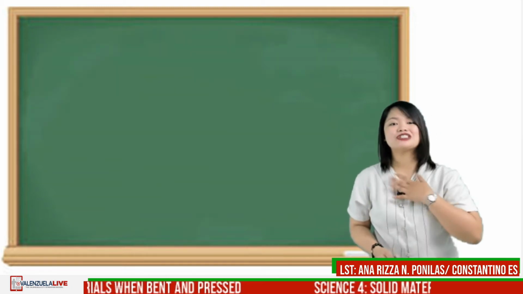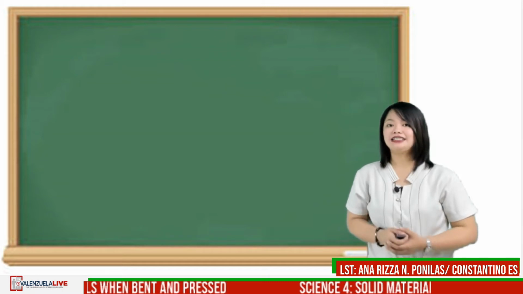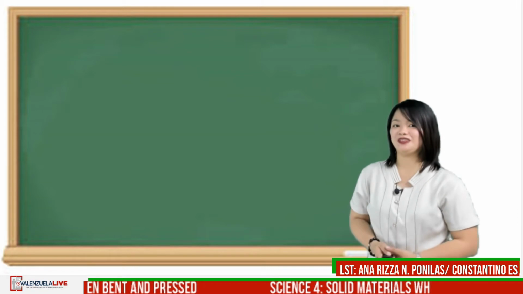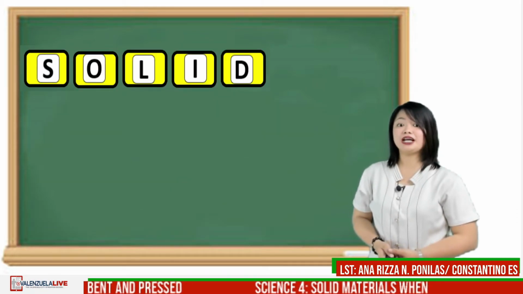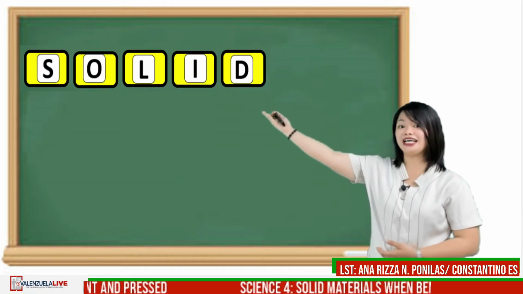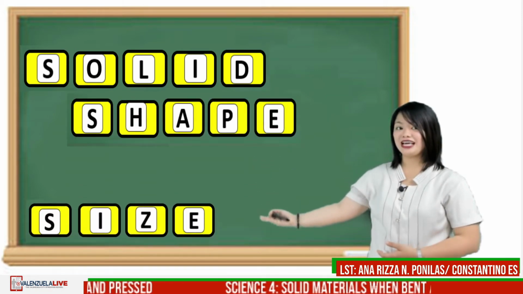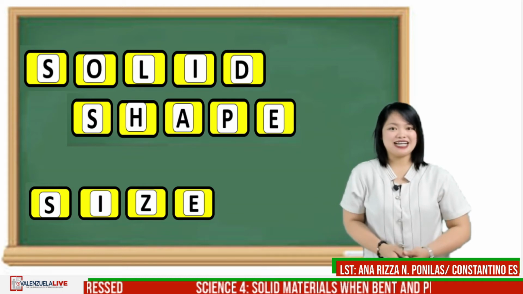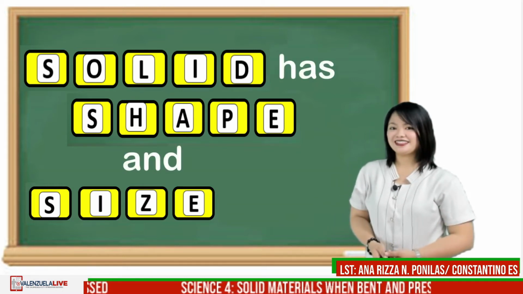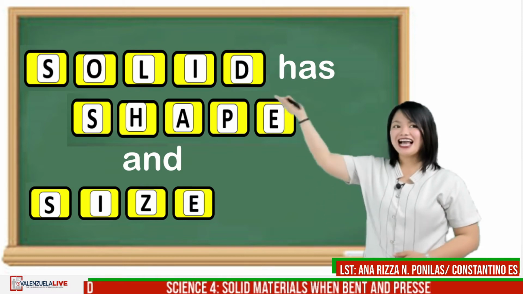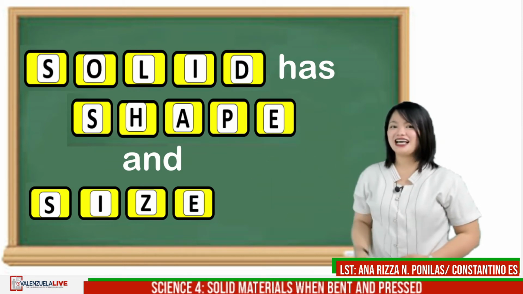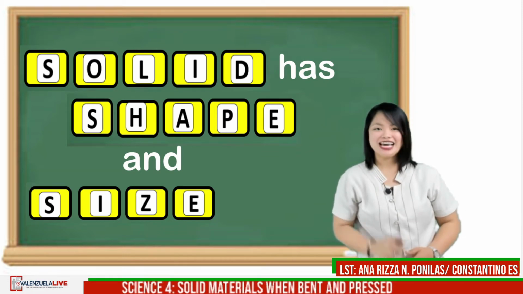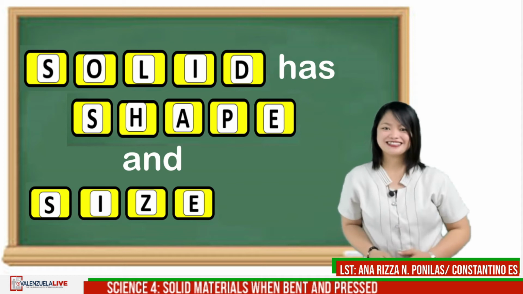I am glad that you can answer these words. Now, let's make an idea using the words in our game earlier. Can you make a sentence or an idea using the words solid, shape, and size? So, what is our idea for today's lesson? Great! Solid has shape and size. Remember this idea as we go along with our lesson for today. Is that okay with you, kids?